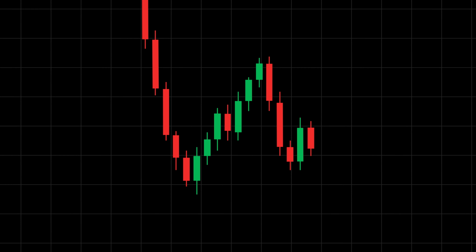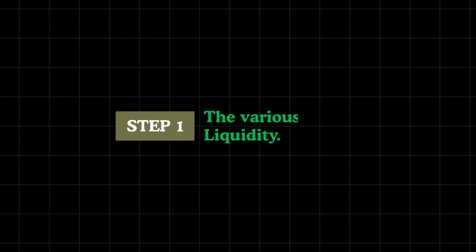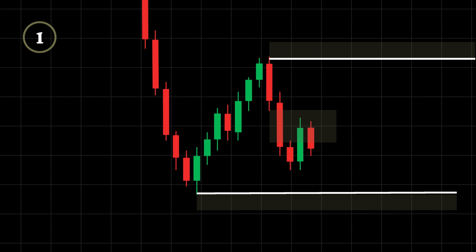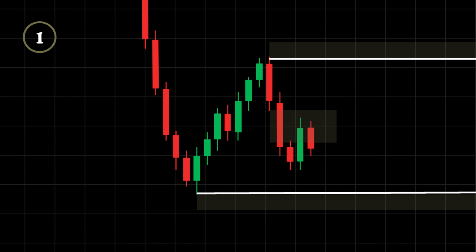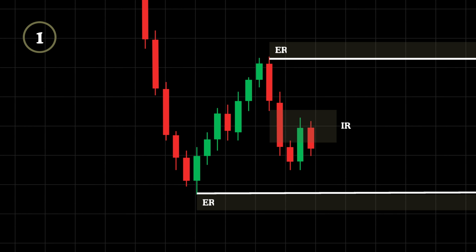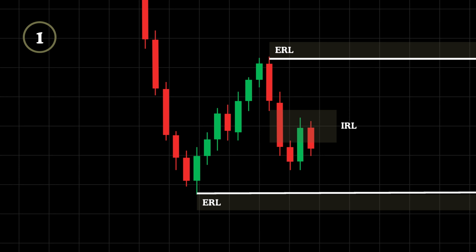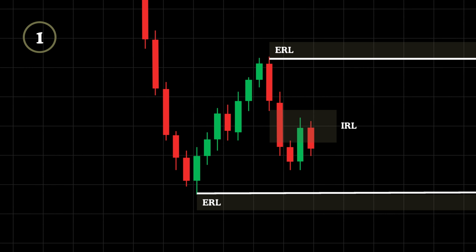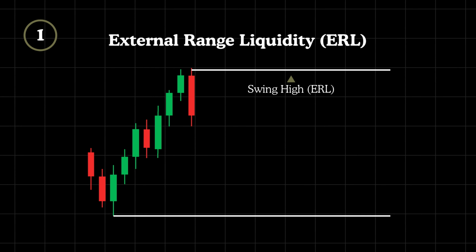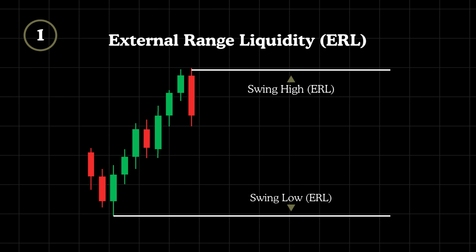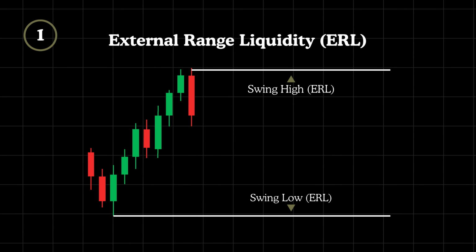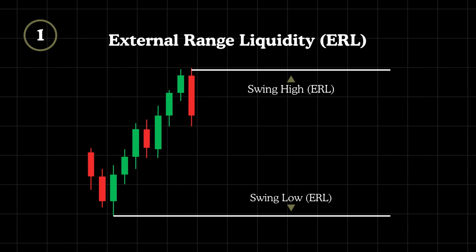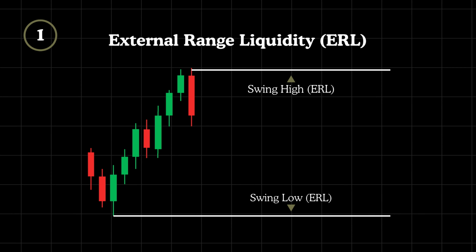So let's not waste any time and jump right into step 1, recognizing the various types of liquidity. Liquidity points to zones on the chart that either hold a significant number of pending orders or clusters of stop losses, and it appears in two distinct types. When most people mention liquidity, they're generally talking about external range liquidity, ERL, which refers to either a previous swing high or a previous swing low. These zones are key areas on the chart, as they typically lead to either a continuation of the current trend or a reversal, often through liquidity runs or liquidity sweeps, both of which we'll break down later in the video.